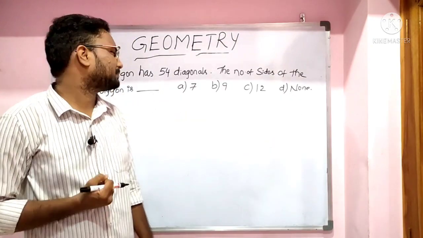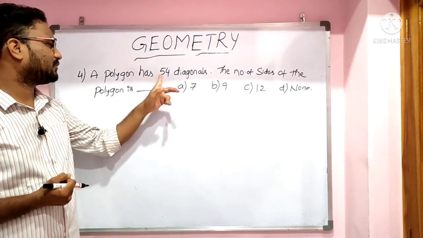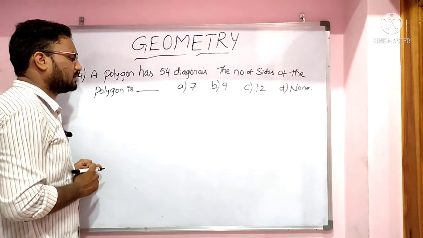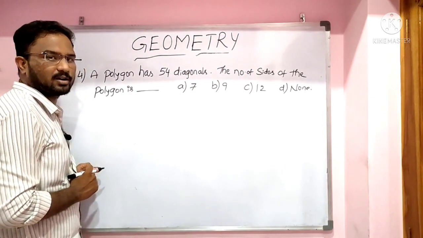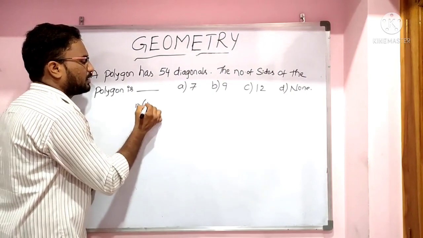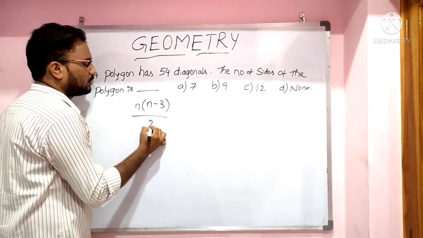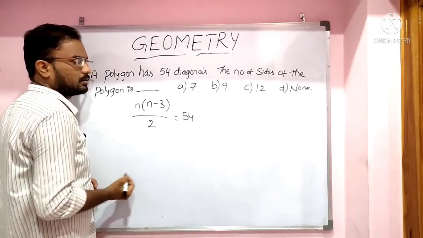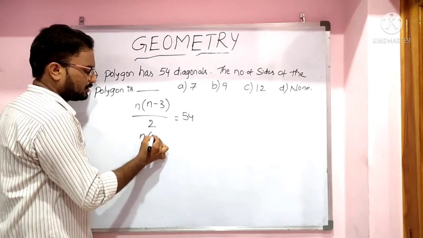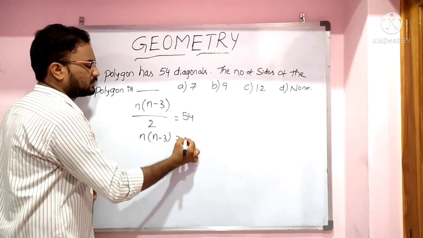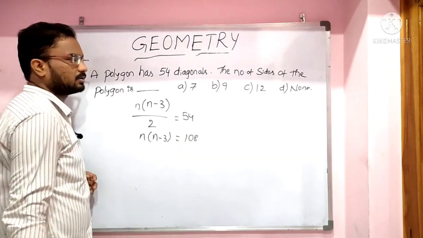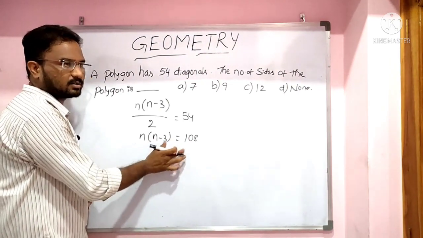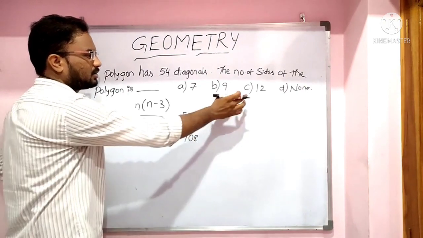So next problem. A polygon has 54 diagonals. Find the number of sides of the polygon. Okay, so I told you the formula for the number of diagonals of a polygon: n into (n minus 3) by 2. And he has given the diagonals as 54. So n into (n minus 3) equals 54 into 2, 108. You can solve this problem by using a quadratic equation. Else you can solve this problem by using the options also.